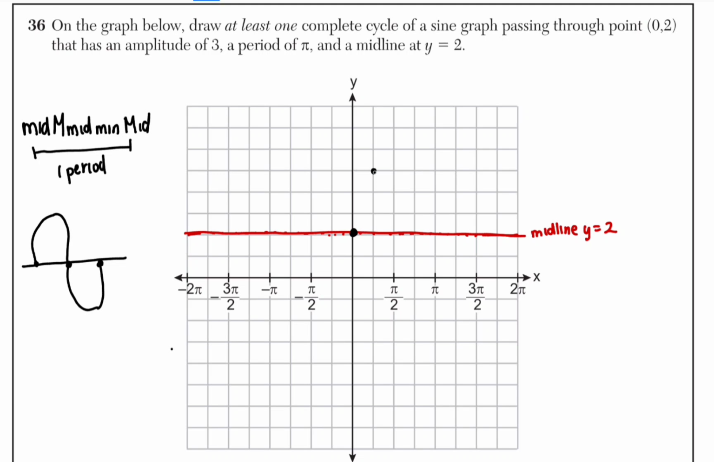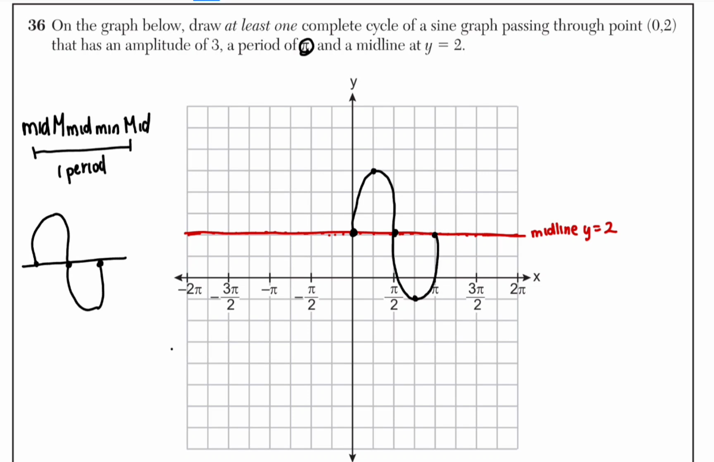And this is why I'm moving it over here. Because we're going what? Mid, max. And it says what? A period of pi. So our entire period ends at pi. So we are at the midline. We went to the max. We go back to our midline here. We want to find our min. We're going to go 3 down from where? From the midline. So 1, 2, 3. Here's our min. And we go back to our midline. And we have a period of pi. Because look, it ends at pi.